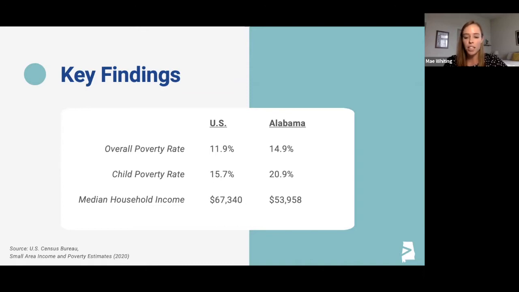Lastly, we have median household income. The national median household income is $67,340, while Alabama's median household income is more than $13,000 less at $53,958.